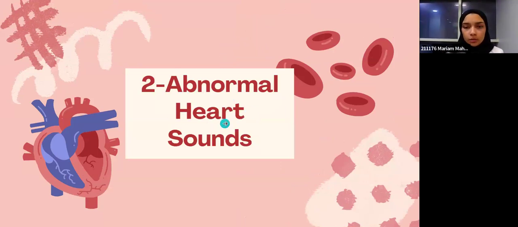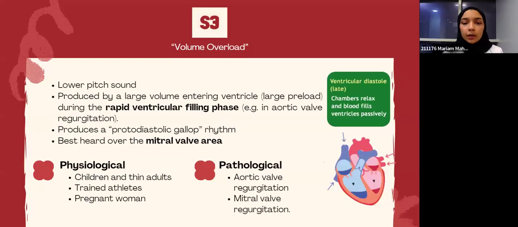For the abnormal heart sounds, basically, S3. As I told you, it's volume overload, okay? So S3 is a lower pitch sound. What happens is that there's a larger volume entering into the ventricle, which causes this S3 sound, okay? It's best heard over the mitral valve area, which is the left side, fifth intercostal space, mid-clavicular line.